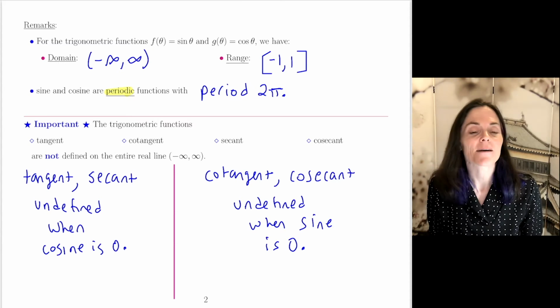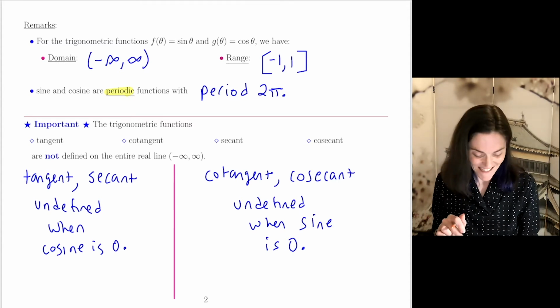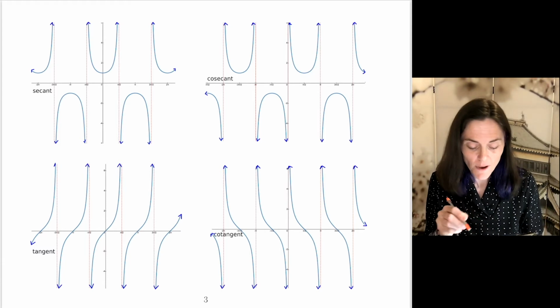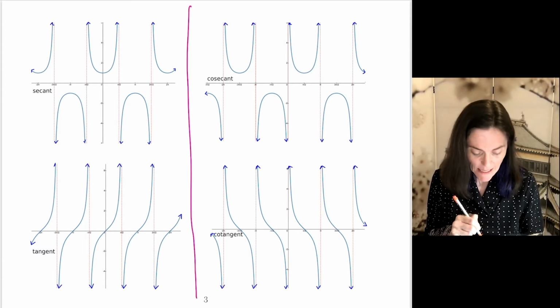But let's look at the graphs of these other 4 trig functions. This seems like a lot to look at. Let me draw my vertical line once again to separate.